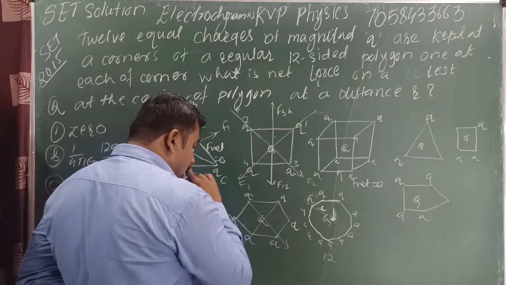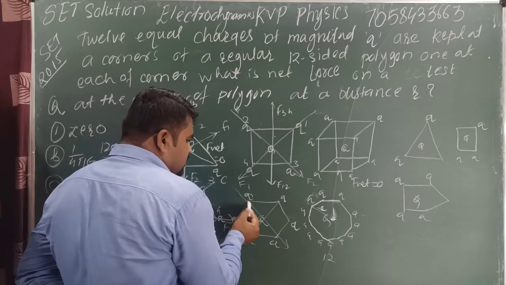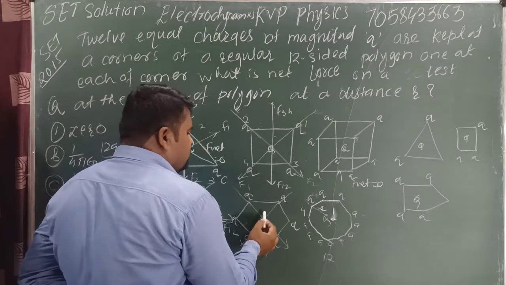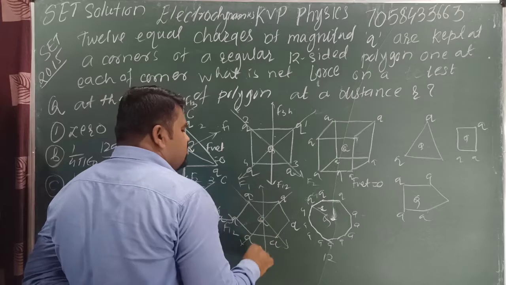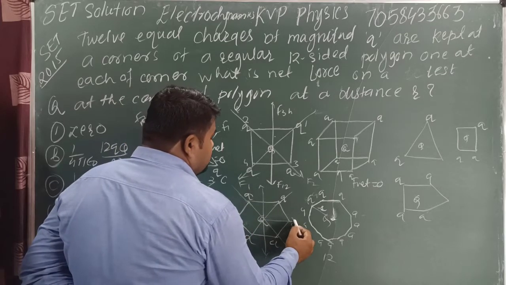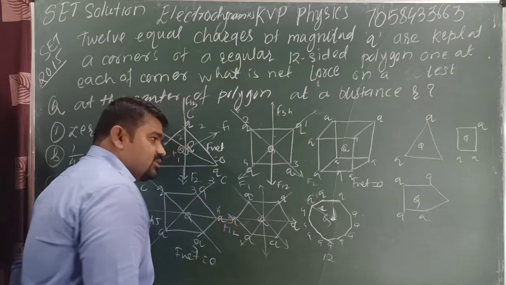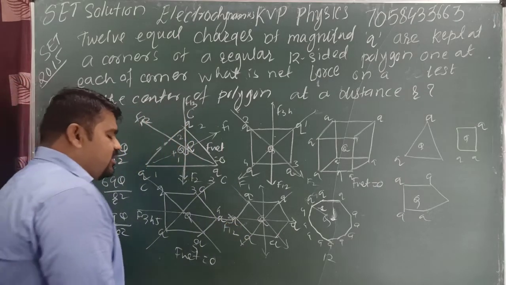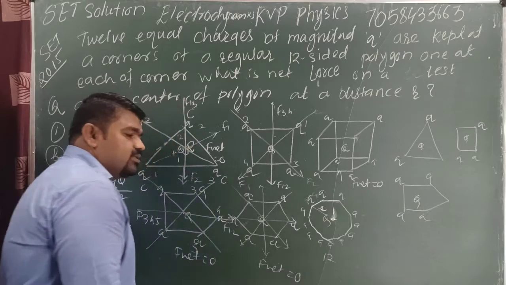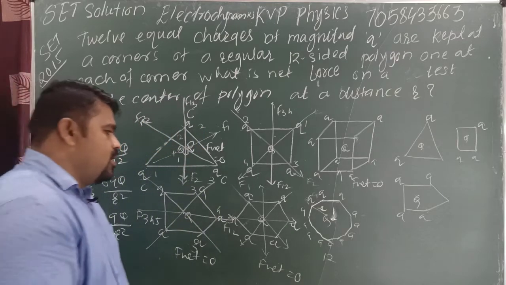Next for the hexagon, this force is in the direction, this force is in the direction. Next, this force in the direction, this force in the direction. What is the resultant here? In the direction. What is the resultant here? This one. These 4 forces cancel each other. And what is the remaining 2? This force in the direction, this force in the direction. Got it? What is the F net here? F net is equal to how much? 0. F net is equal to 0.